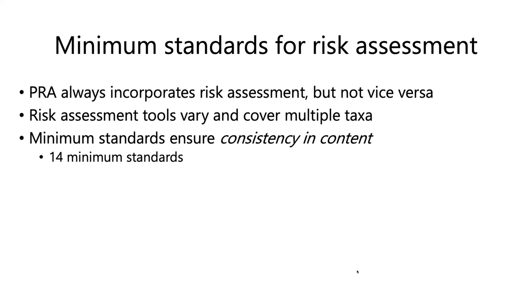Risk assessment tools will vary, and again, they do cover multiple taxa, but if we can develop and follow these minimum standards, we can ensure consistency in content across the tools, and hopefully across the taxa as well, in terms of communicating this risk. So some folks got together in a big workshop and determined that there should be 14 minimum standards. Some of those I've already mentioned. Your likelihood of establishment, arrival, and impact should be clearly defined.